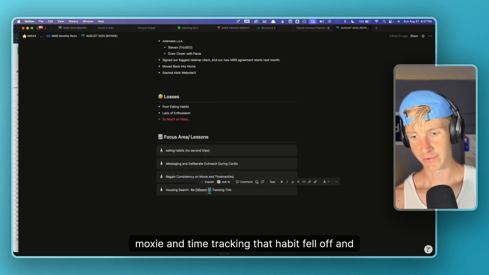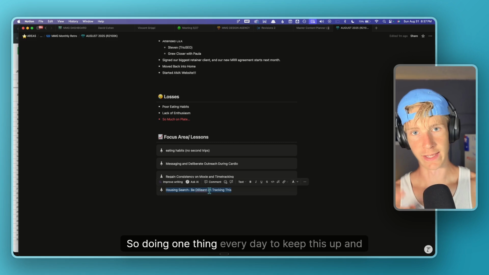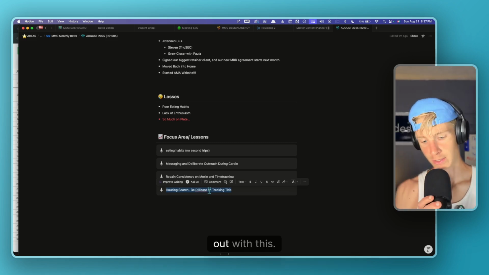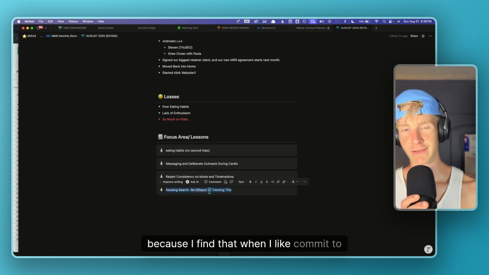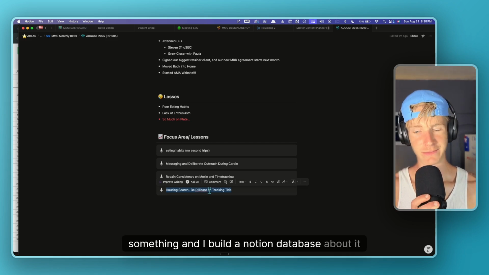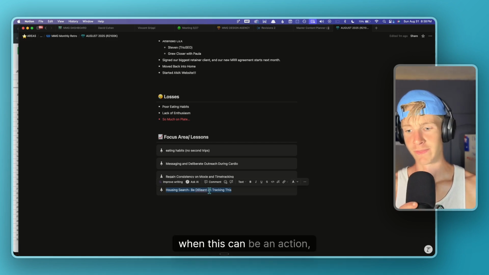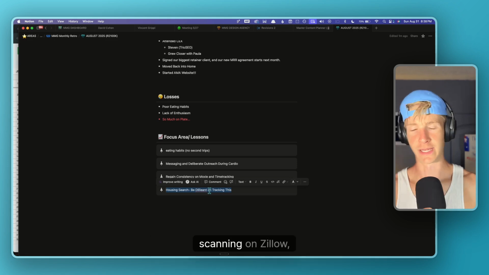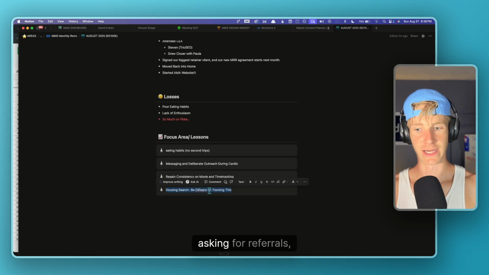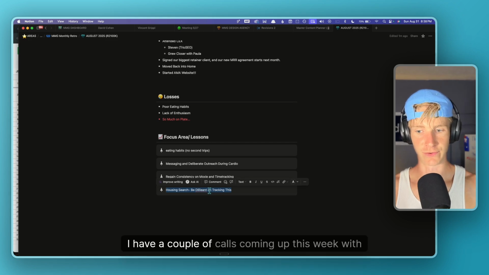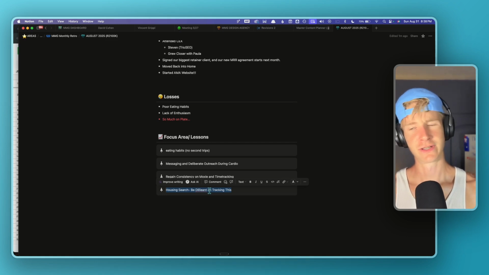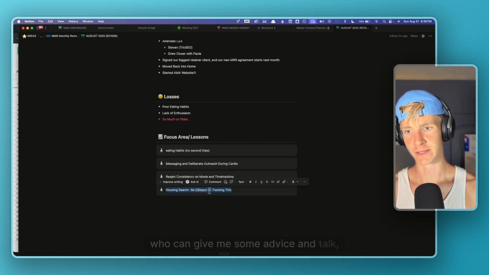Next, as I alluded to earlier, being more consistent on Moxie and time tracking. That habit fell off, and the housing search. So doing one thing every day, keep this up and going. I'm going to build a Notion database to help me out with this because I find that when I commit to something and I build a Notion database about it, it kind of makes it real. This can be an action, whether it's reaching out to a realtor, asking for help, scanning on Zillow, getting in touch with a mortgage lender, asking for referrals, etc. I have a couple calls coming up this week with, not financial planners, but wealth managers who can give me some advice and talk me through my goals.